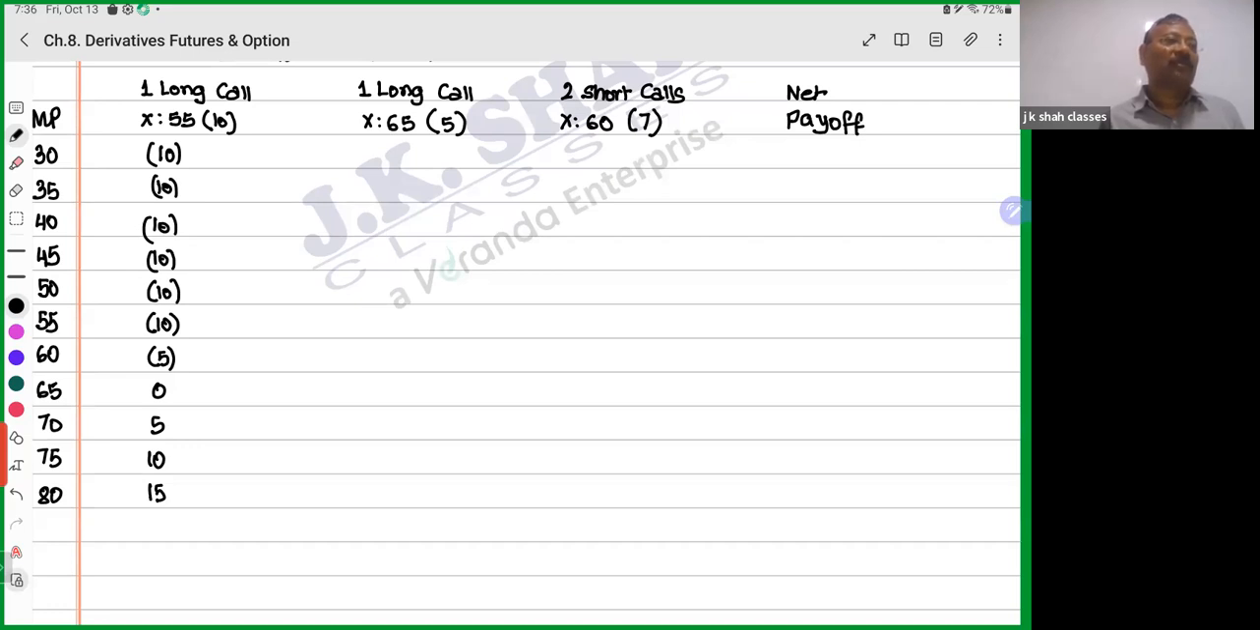Long call, bullish or bearish? Bullish. See, you're not following that technique, no? Long call is bullish. That means you'll make money when the market goes up, right? And it's a long position. That means what is limited? Loss is limited. So loss is limited when the market goes down.